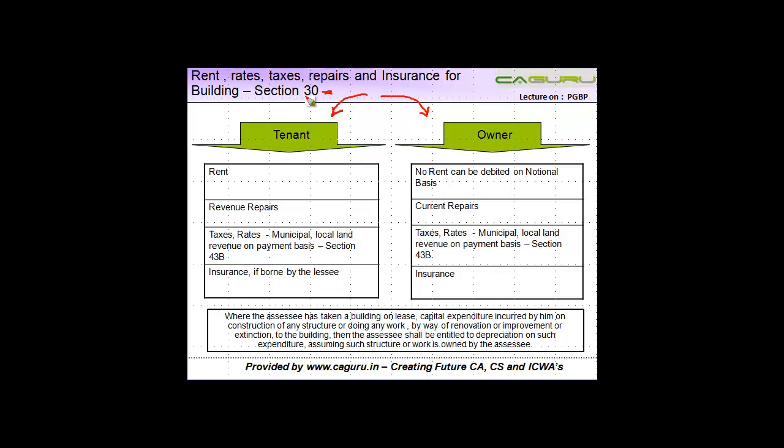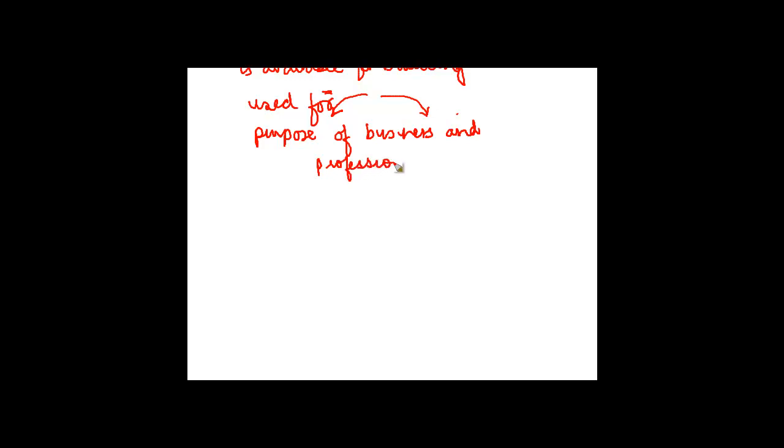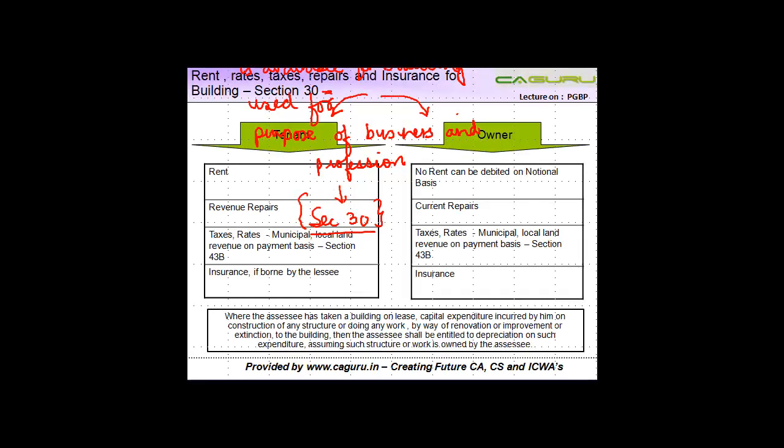This deduction that we are talking about, please note, is available for building used for purpose of business and profession. Okay. So it's only when it is used for the purpose of business and profession that you come under section 30. If you are using it for your home purposes, you're just living in it, then it is not covered under section 30. Right?